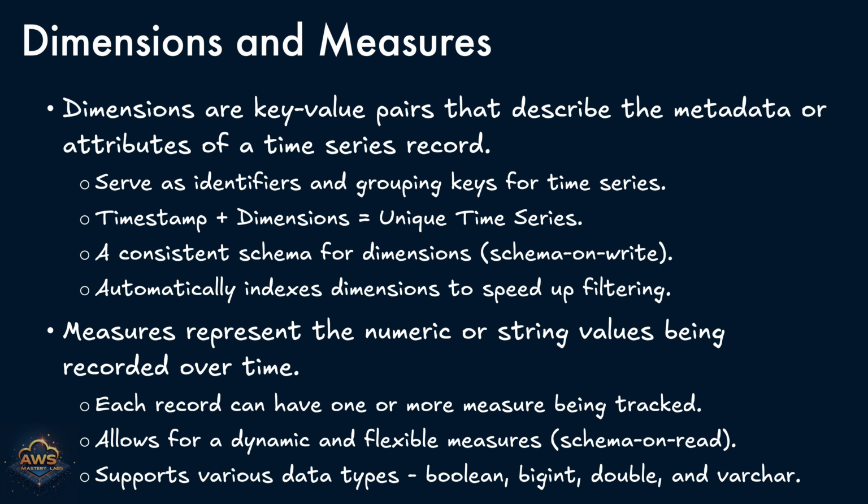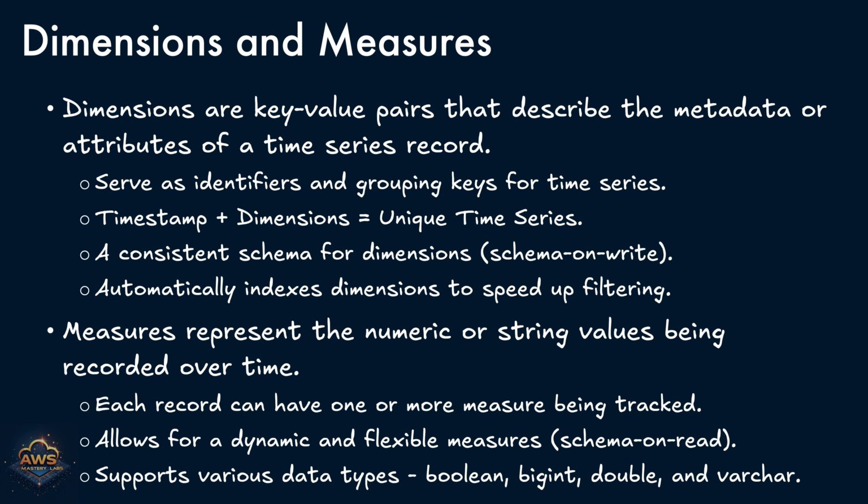Timestream uses a schema-on-write approach for dimensions, meaning the dimension keys and their types must be consistent when records are written to the table. This consistency allows Timestream to automatically index all dimensions, enabling efficient query filtering and reducing scan times even across massive datasets. Each table in Timestream supports up to 128 unique dimensions, and all dimensions are stored as strings, regardless of the type of metadata. Now, let's look at measures.